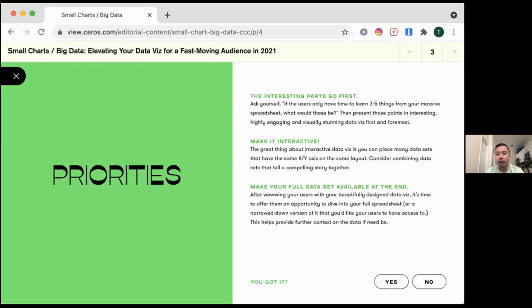Present the interesting parts of your spreadsheet first and foremost. So think about what you need the client to know. If they only have time to learn 3 or 5 things from this massive spreadsheet, what would those be? And then present those points in interesting, highly engaging, visually stunning data viz.